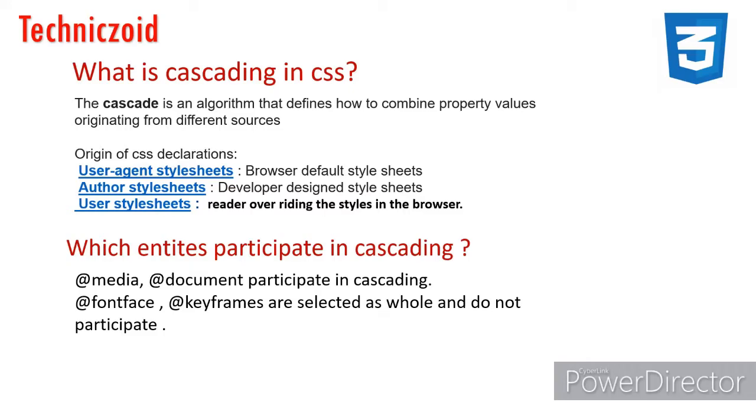And there are the author, or developer designed, style sheets. For the same element, two declarations are possible, that is a user agent style sheet and an author style sheet. Based on the priority, the style gets applied to that element. The entities that participate in cascading are @media and @document, and @font-face and @keyframes are selected as a whole and do not participate in cascading.